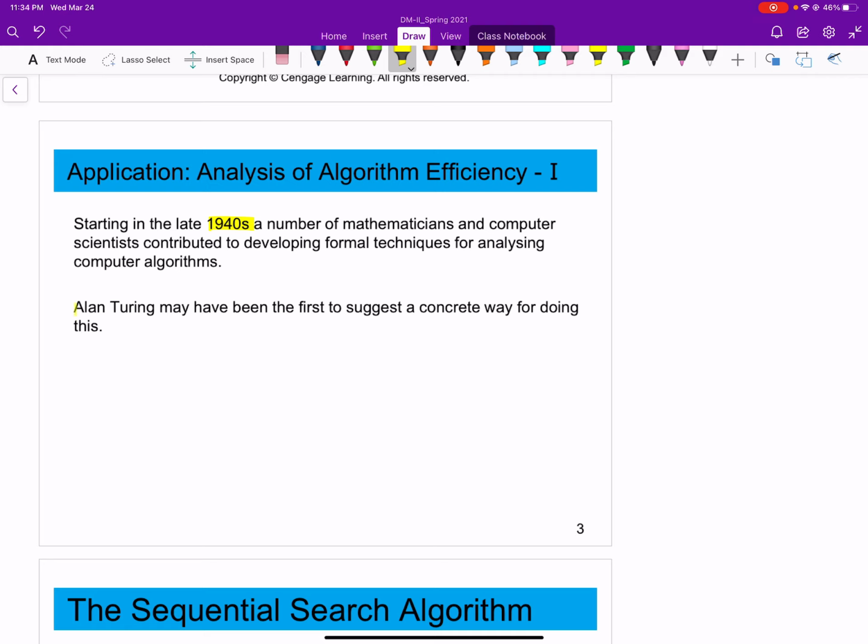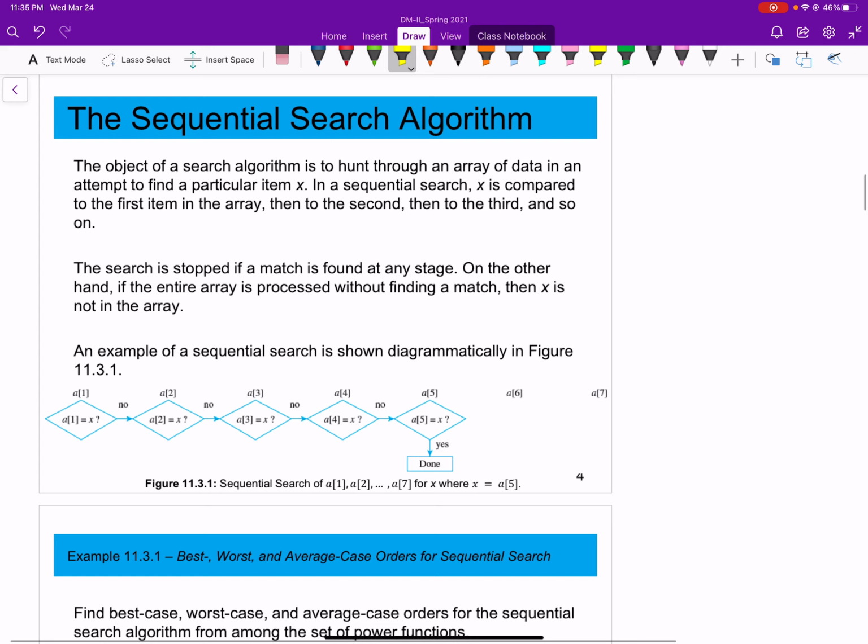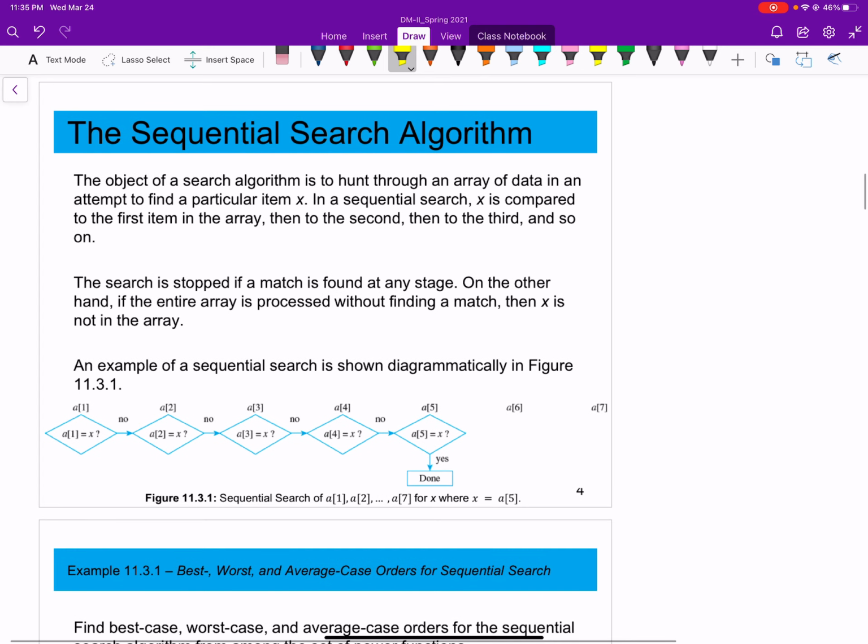You might know this person, Alan Turing. He is the most famous person in this field. He is considered to be the father of algorithm efficiencies. All right, so he contributed to this area a lot. He's a theoretical computer scientist and also an artificial intelligence person. All right, Alan Turing. So that's all about the history.